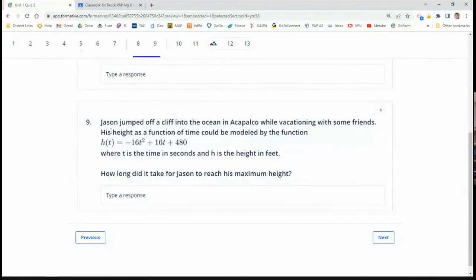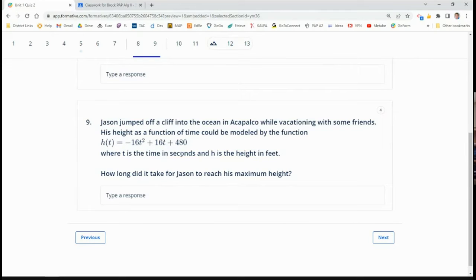Then here's another one. Jason jumped off a cliff in the ocean in Acapulco while on vacation with some friends. Here's an equation for him: negative 16t squared plus 16t plus 480. The plus 480 tells us the cliff was 480 feet in the air. How long did it take for him to reach his maximum height? Oh, t is the seconds. So now you need to know the maximum height, which would be the vertex. What is the t value? What's the x coordinate of the vertex? Because that's going to be the amount of time. The y is going to be the height that he reached.